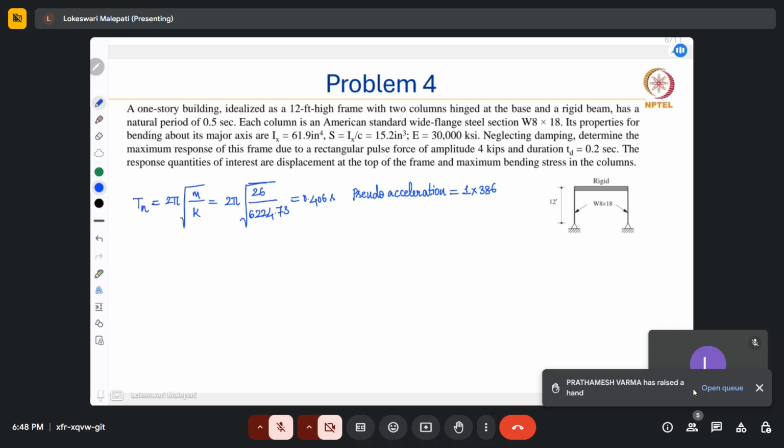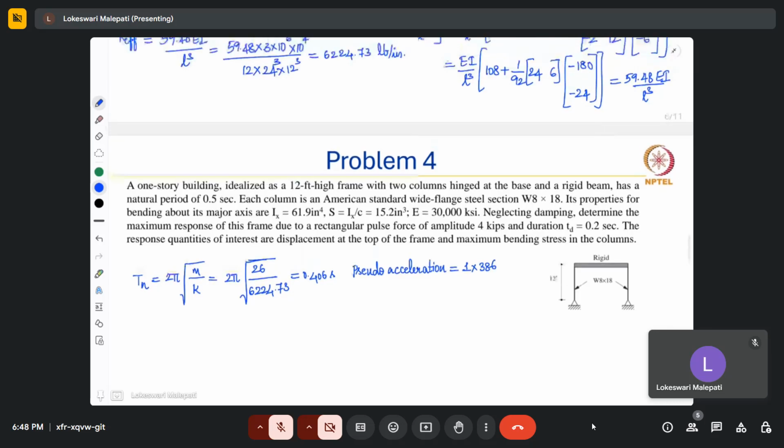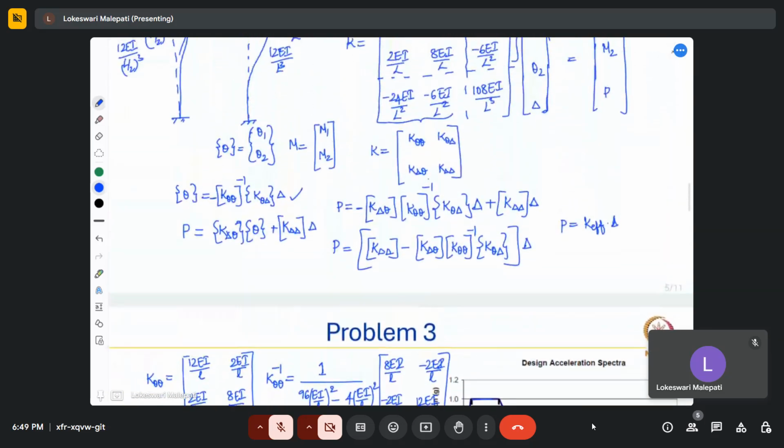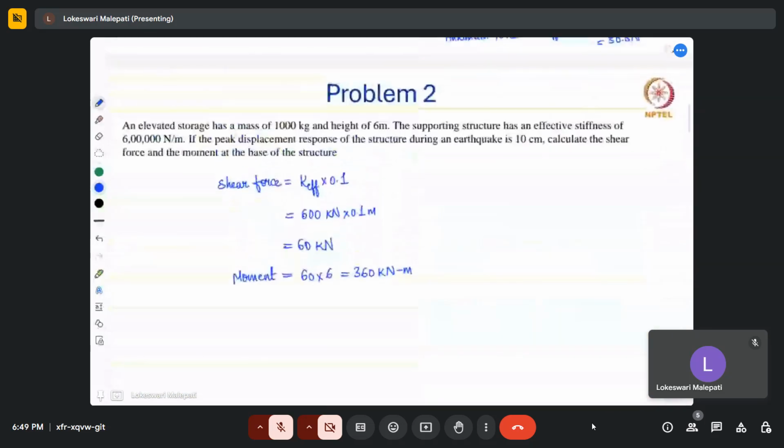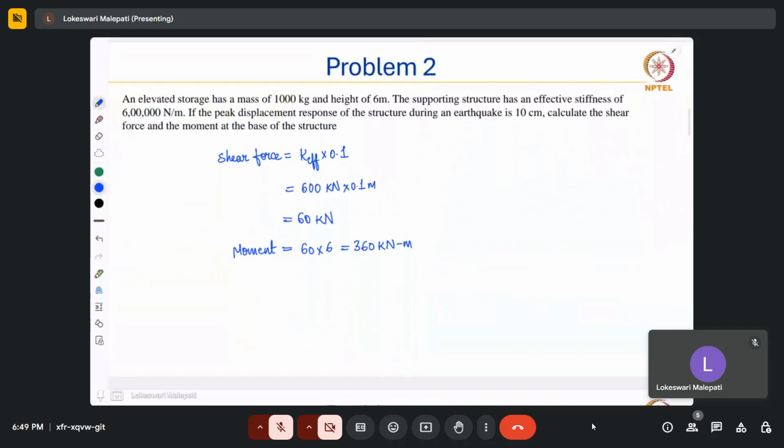Yeah, Prathamesh, do you have any doubt? Actually, I have a doubt in the second problem. Okay, yeah. Could you once repeat how we calculated the moment?